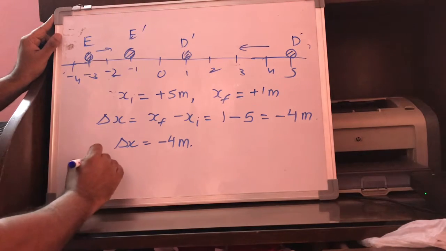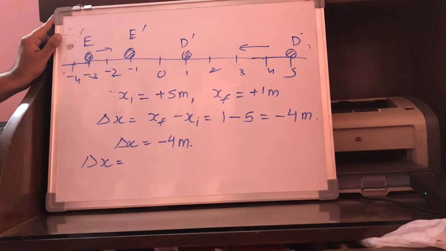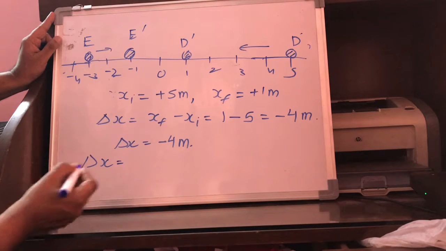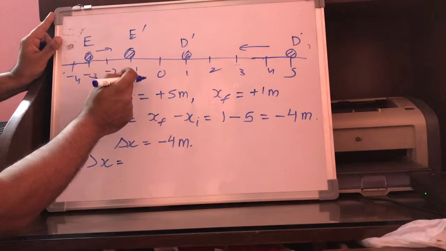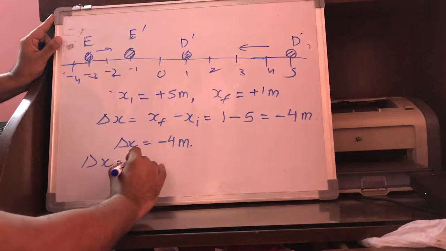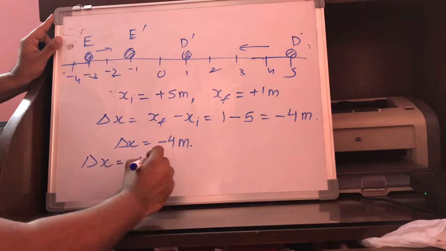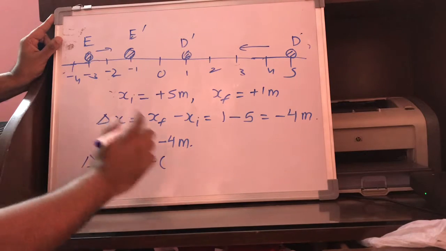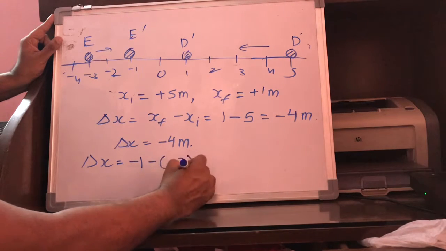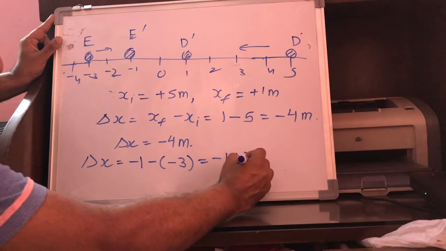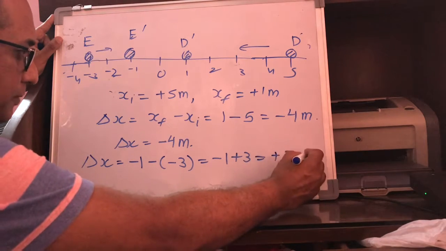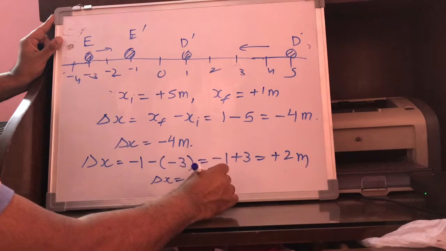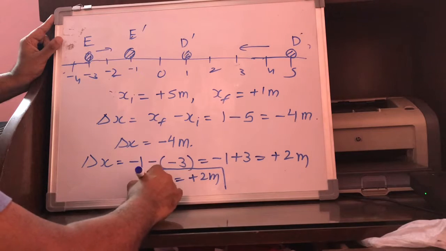So in this situation, what will be the displacement of the ball? Now displacement of the ball will be equal to xf minus xi. What is the final position of the ball? Finally the ball is at x is equal to -1 meter. So delta x will be equal to -1 minus initial position of the ball is -3. So -1 minus -3 will give you -1 plus 3. That will give you +2 meter. So here the displacement delta x is equal to +2 meter, which is a positive displacement.